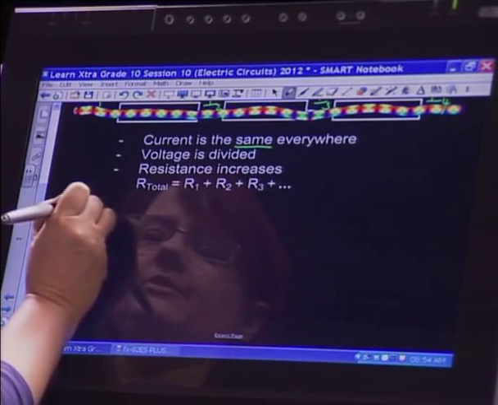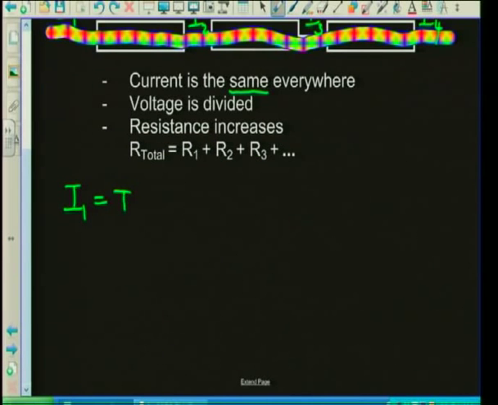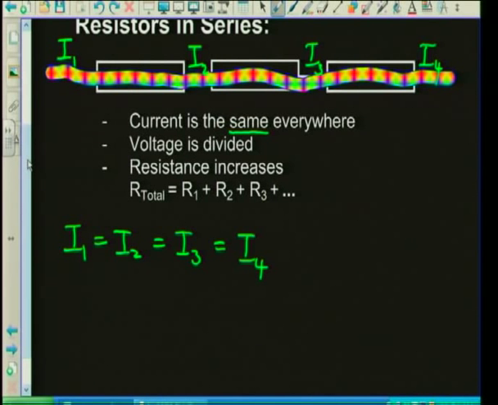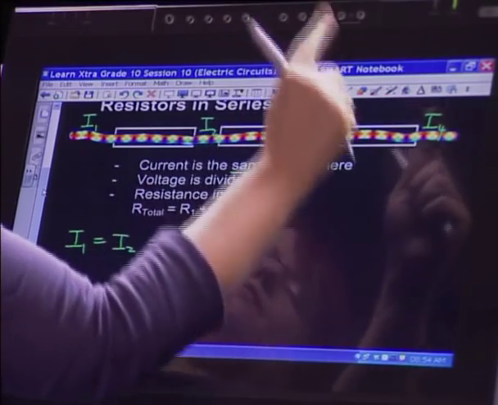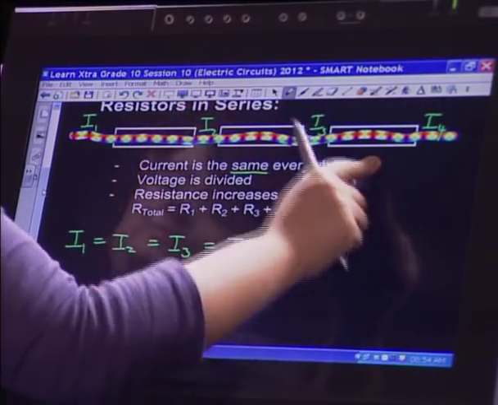And I would write it like this: I1 equal to I2 equal to I3 equal to I4. Okay? That's important here. Current is the same the whole way through, which tells me that if I know the current through this resistor, then I know the current through that resistor, then I know the current through that resistor. Very, very important. Next thing, I'm just going to draw my diagram again.